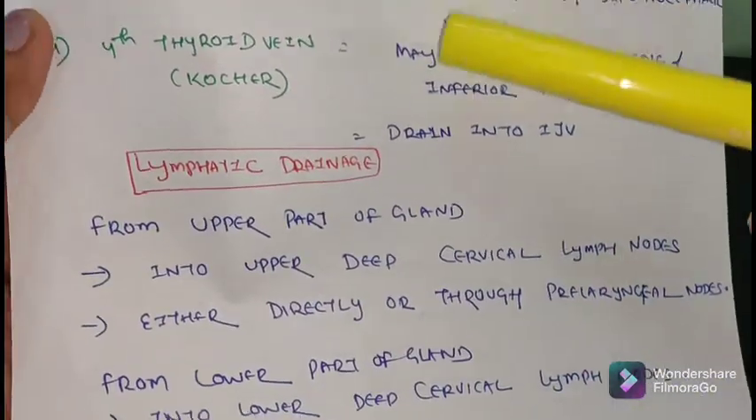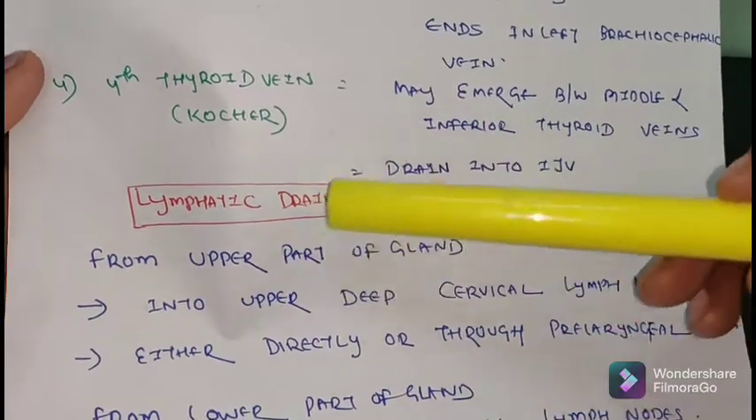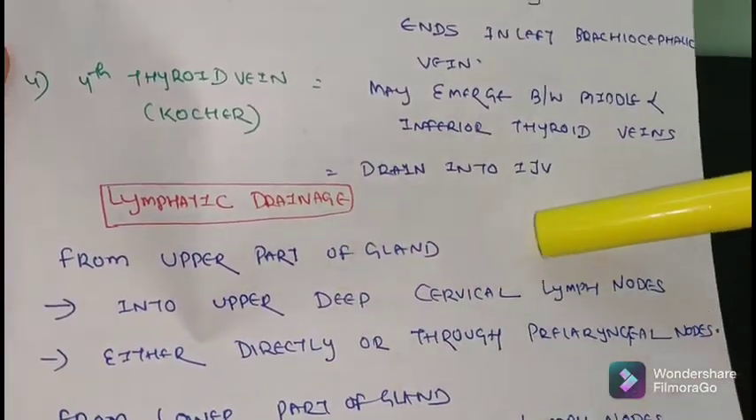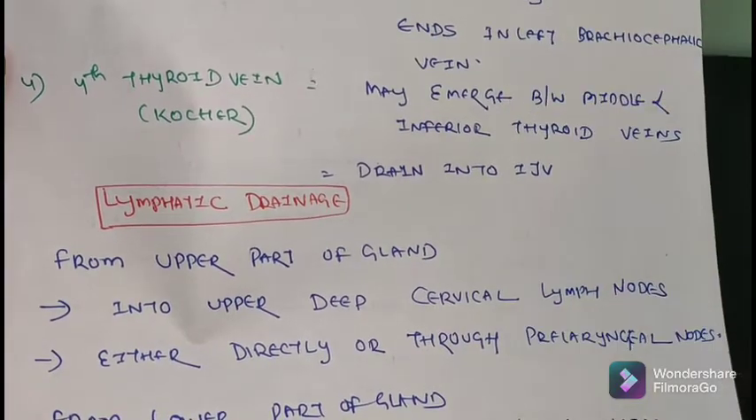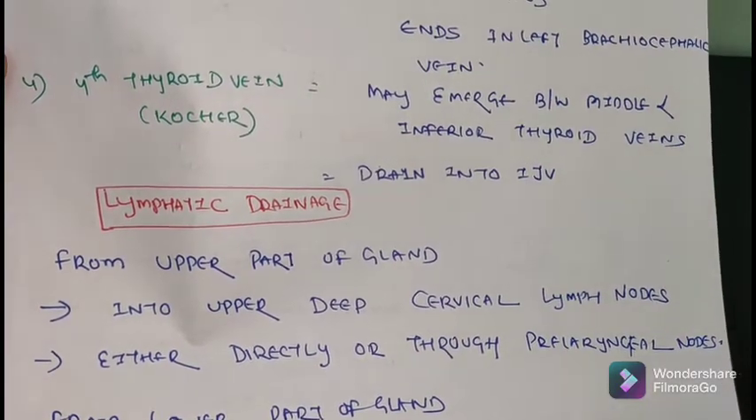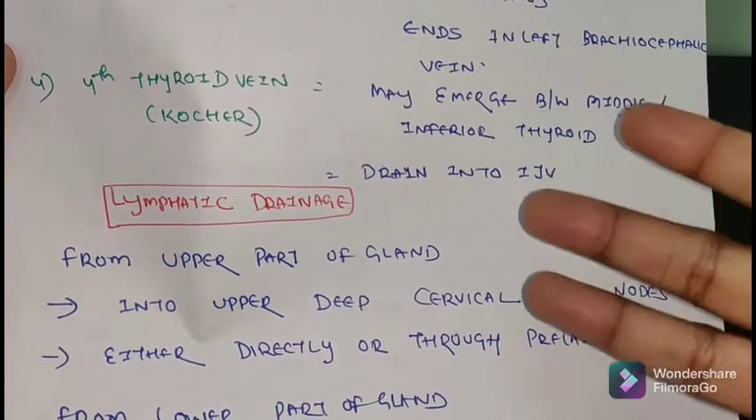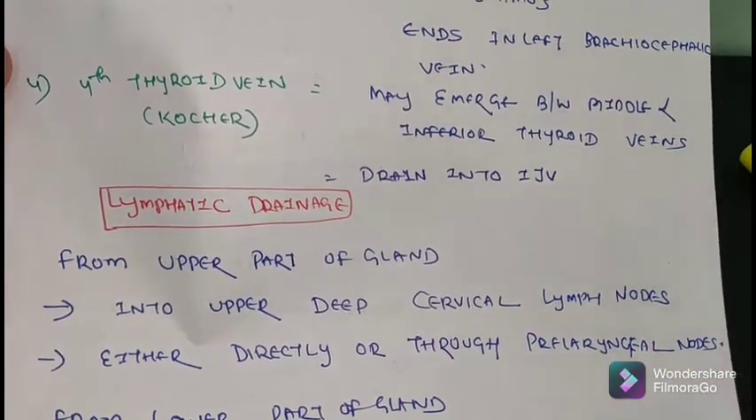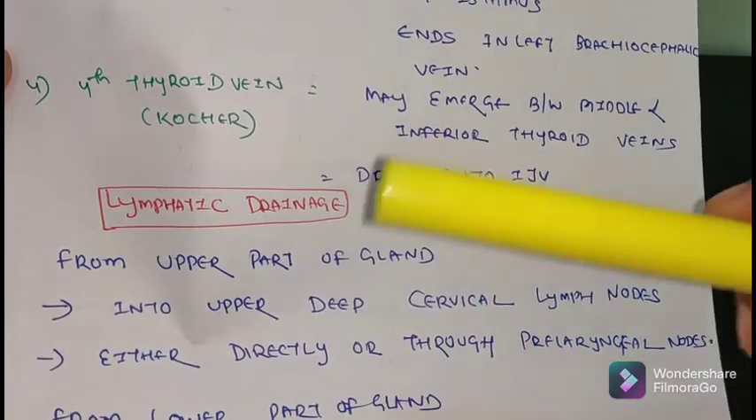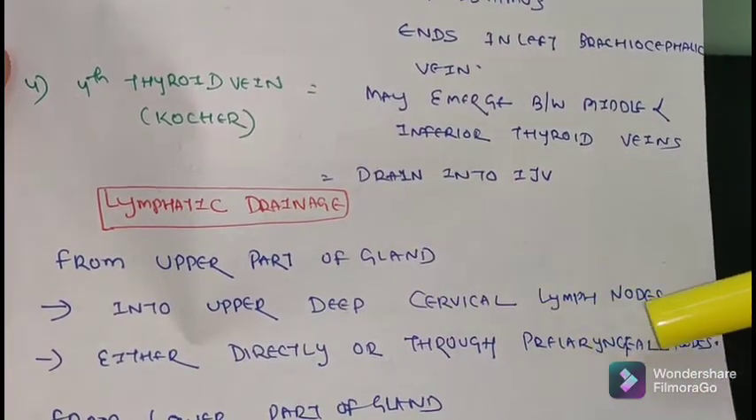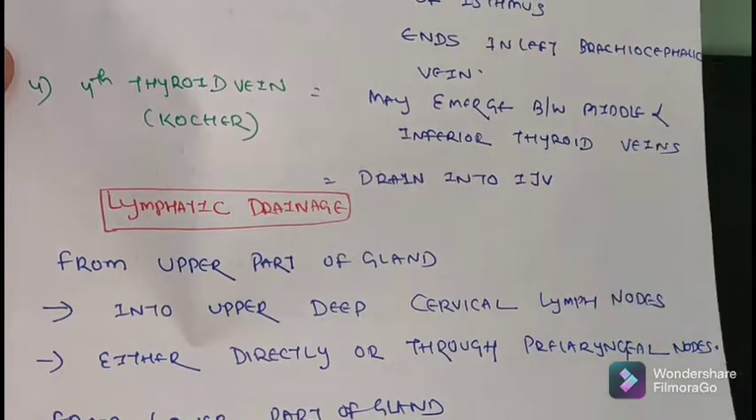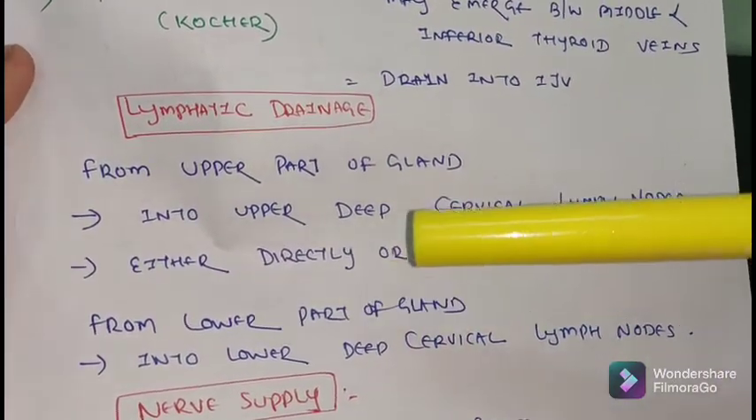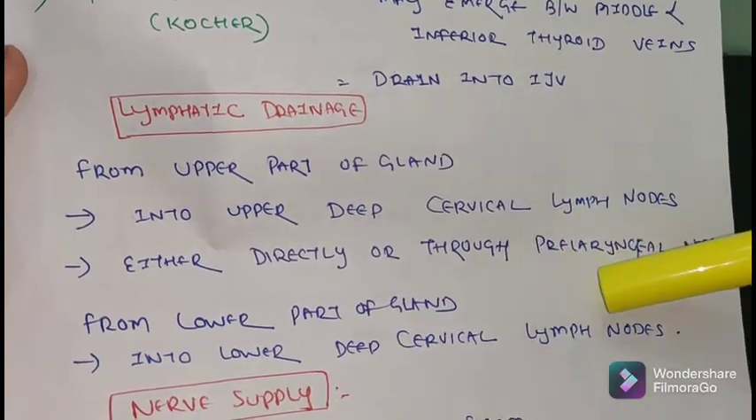Next, coming to the lymphatic drainage. From the upper part of the gland, it drains into the upper deep cervical lymph node. So friends, you can know that the thyroid gland is present in the cervical region, so it will drain ultimately to the cervical lymph node only. So either directly or through the prelaryngeal node, it drains into the cervical lymph node. And from the lower part of the thyroid gland, it drains into the lower deep cervical lymph node.